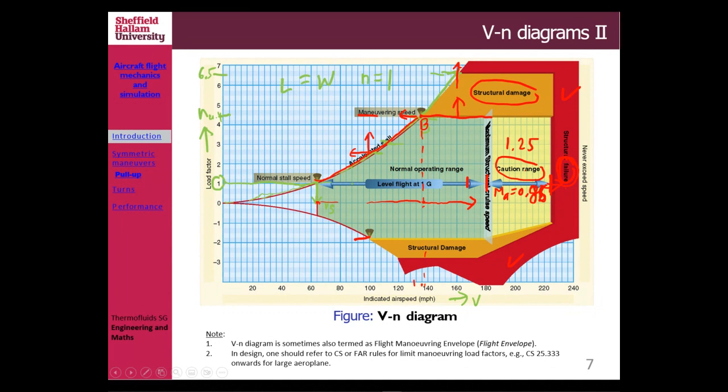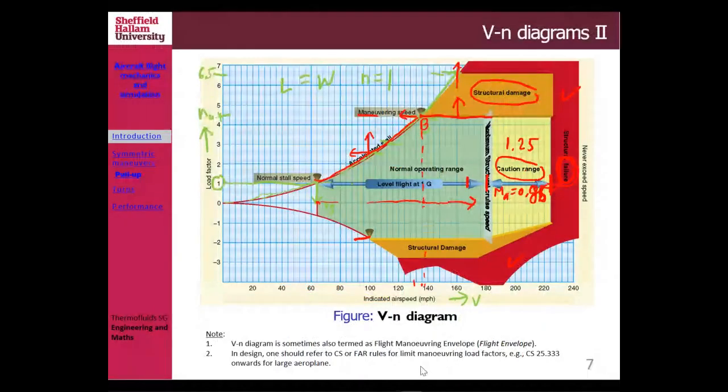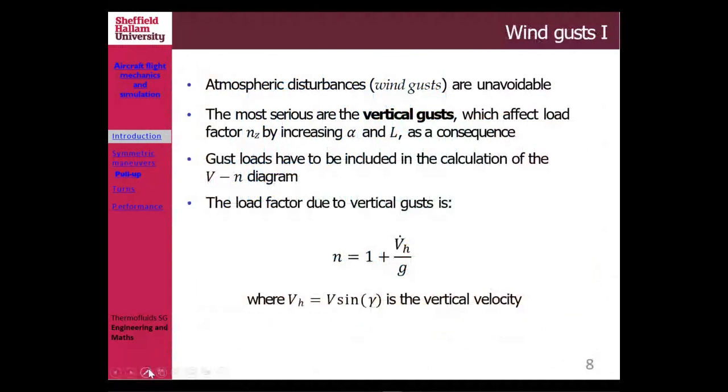If we go back to CS25 again, if you look at here, it says the negative limit maneuvering load factor may not be less than -1. So that is the minimum that you could draw in your VN diagram. Okay, let's continue to the next slide.